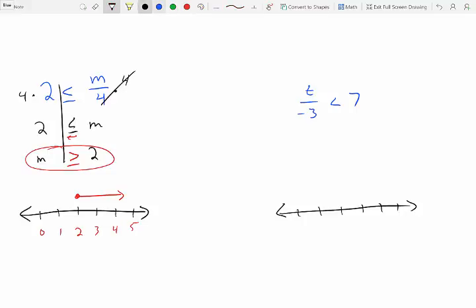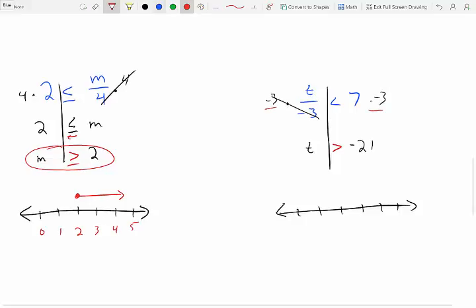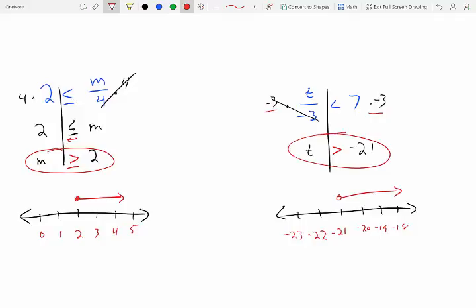And one last problem for the day, guys. Let's draw our line down the middle. Let's multiply by negative 3 on both sides. And then we get, that's gone, t. 7 times negative 3 is negative 21. But again, let's remember, we multiplied by a negative number, so we have to flip that sign. Let's put our numbers in now. Negative 21, negative 20, negative 19, negative 18, negative 22, negative 23. Okay, it's a greater than sign, so we put an open circle and we're going to shade to the right. And here's my final answer. T is greater than negative 21 and my graph.